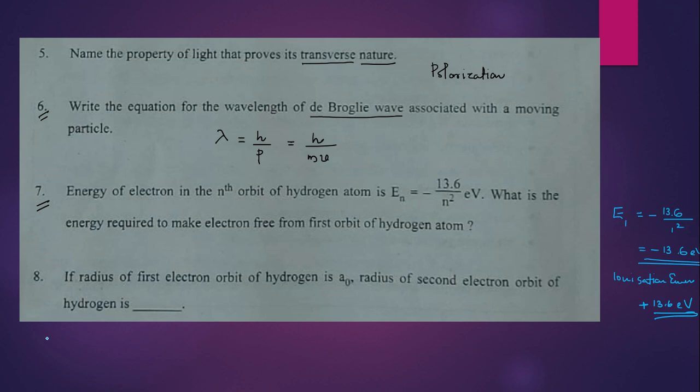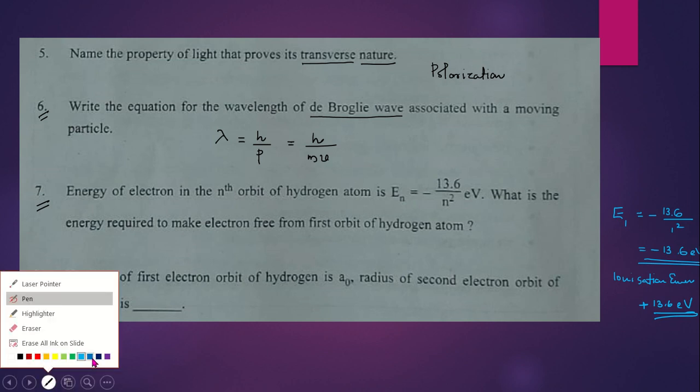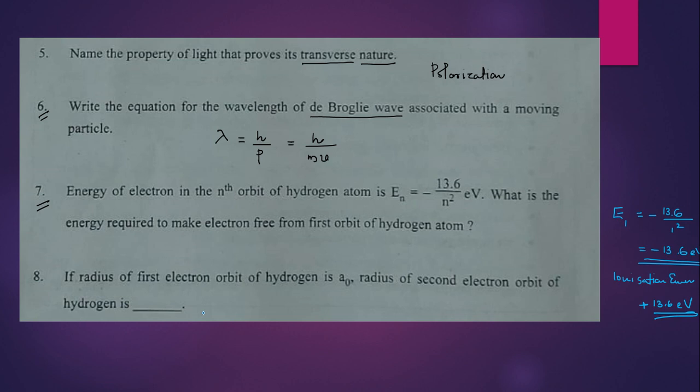Eighth one. If the radius of first electron orbit of hydrogen is a0, the radius of second electron orbit of hydrogen is, സാധാരണ ഒരു nth ഓർബിറ്റിൻ്റെ radius, actually we know that Rn takes the value equal to epsilon 0 h square divided by pi m e square into n square divided by Z. For hydrogen like atoms, we can say that Rn is proportional to n square.